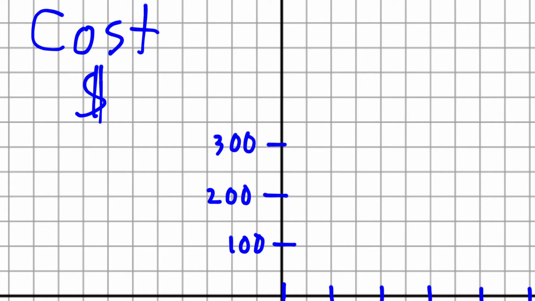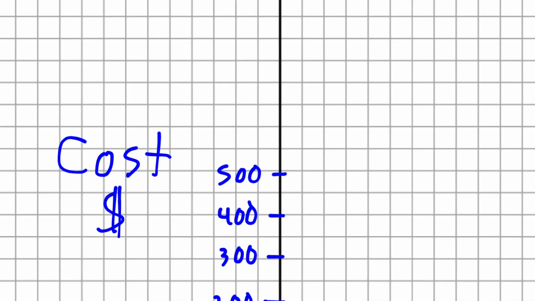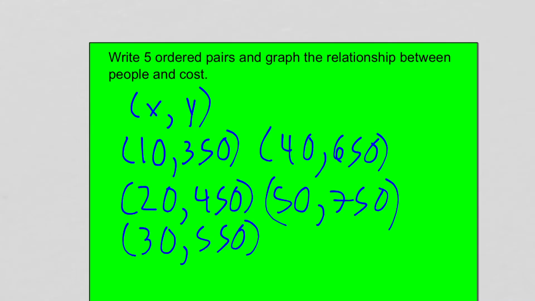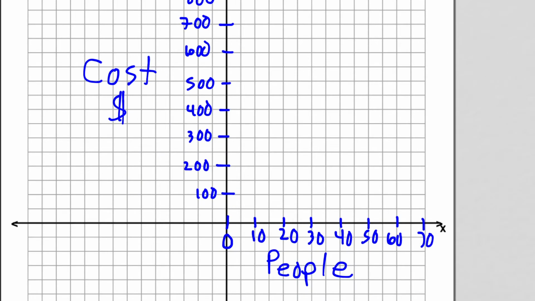300, 400, 500, 600, 700, 800. How far do I have to go here? That's perfect. Okay, and now graphing these points.